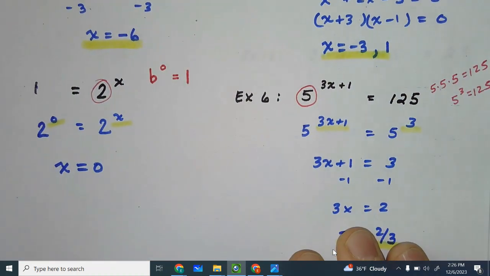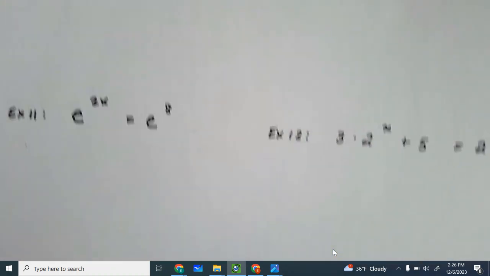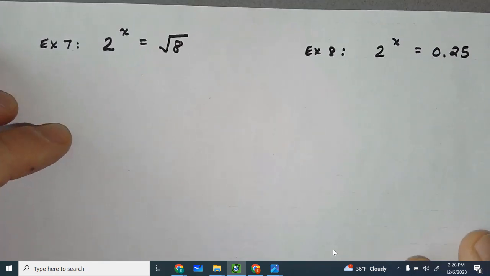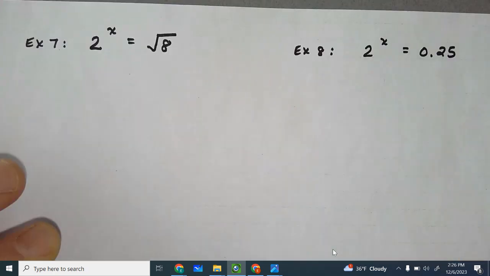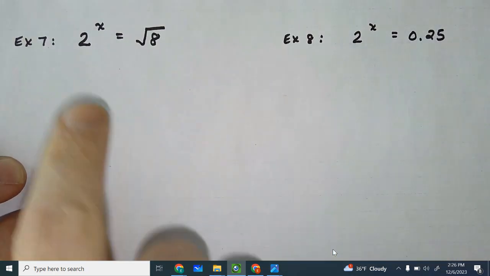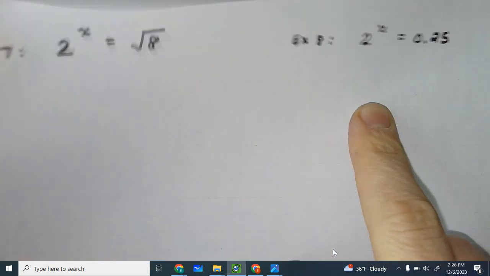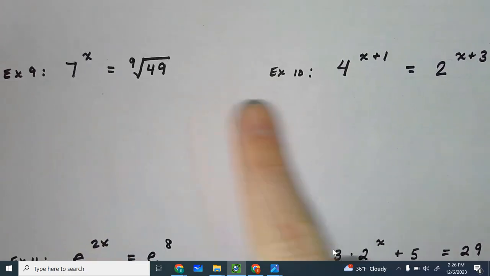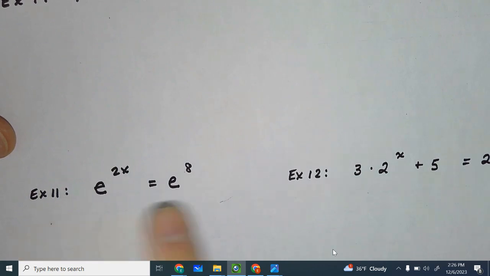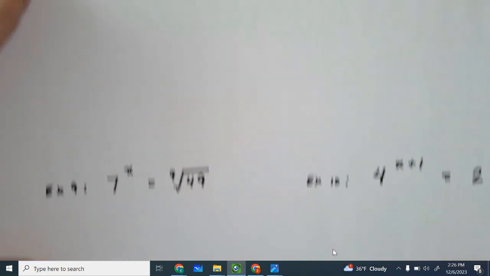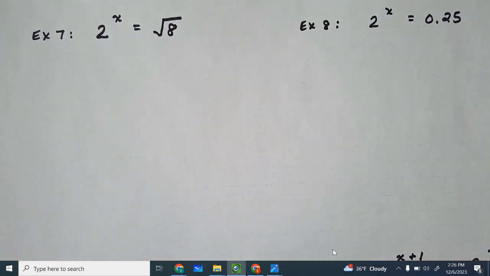All right. Go to the second page. Here's what I'm going to do. I want you to pause the video, and I would like you to try example 7 and 8 and 9 and 10 and 11 and 12. Pause the video right now, and then when you come back, we are going to check our work.